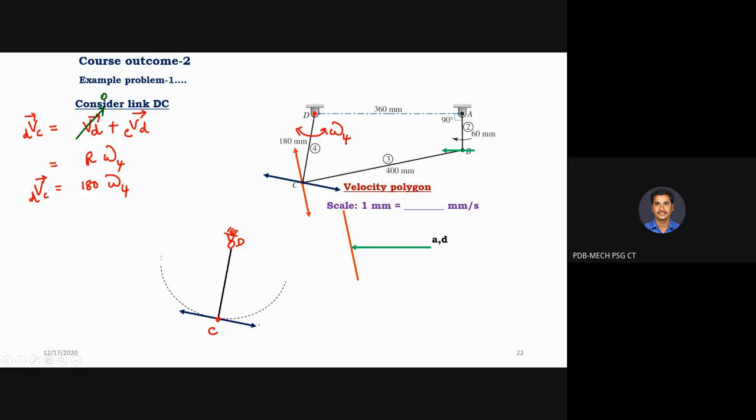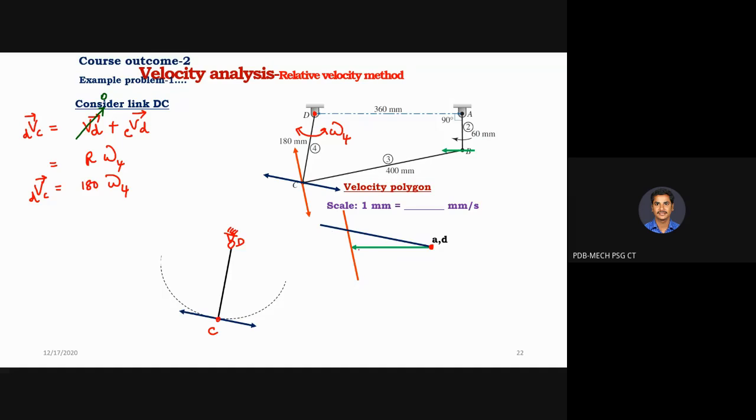Where do we need to draw it? In the velocity polygon you need to draw the same thing, but where do you start? Where should this blue color vector be drawn? We start from D because we are finding out what? Velocity of C with respect to D. So if you draw this vector from D, you will get this. This blue color vector is perpendicular to link CD. Yes, sir. So it is drawn.